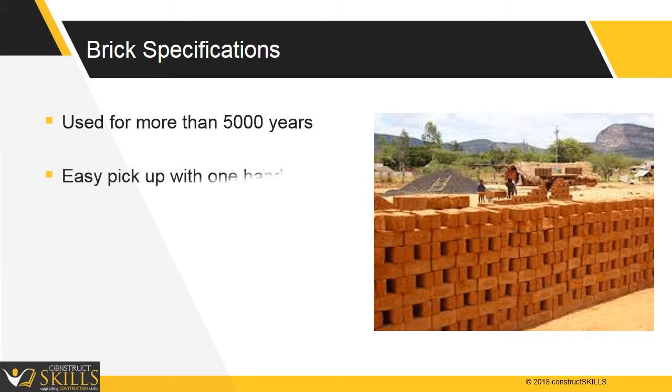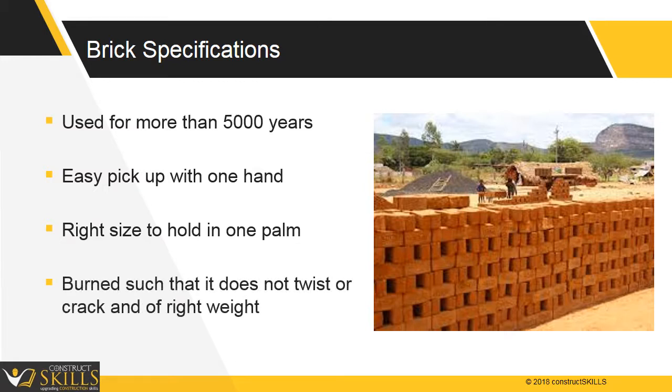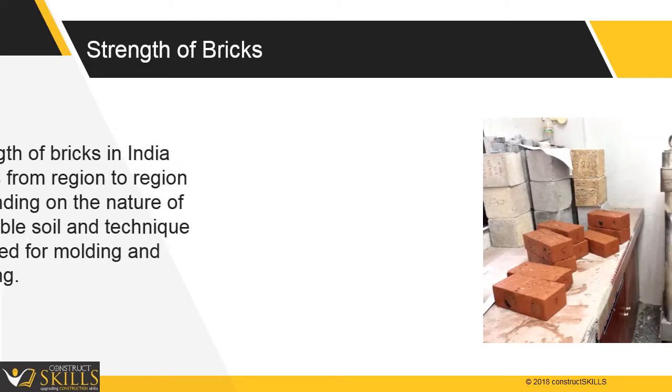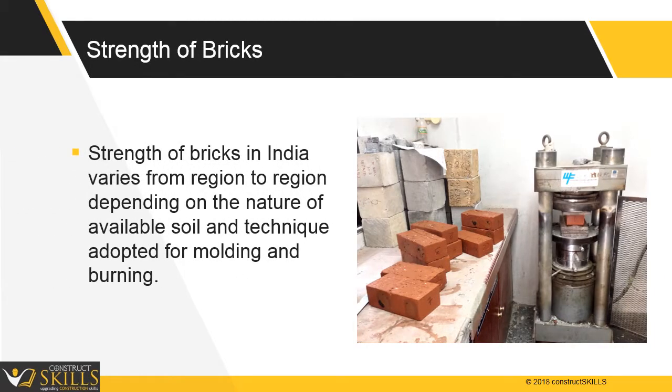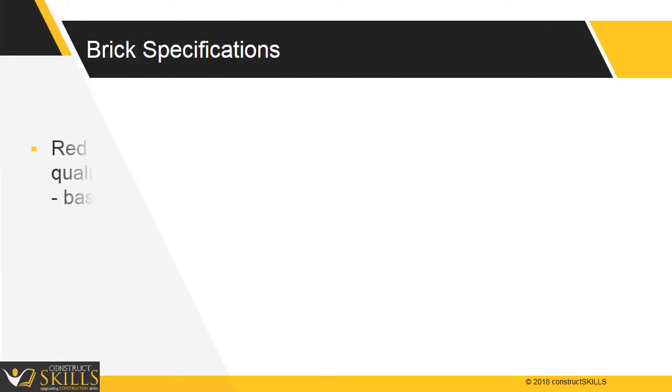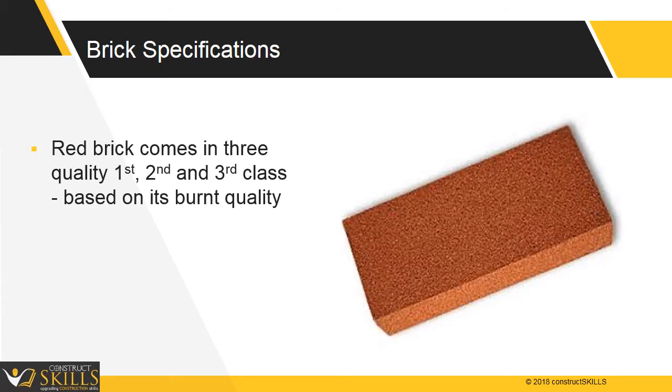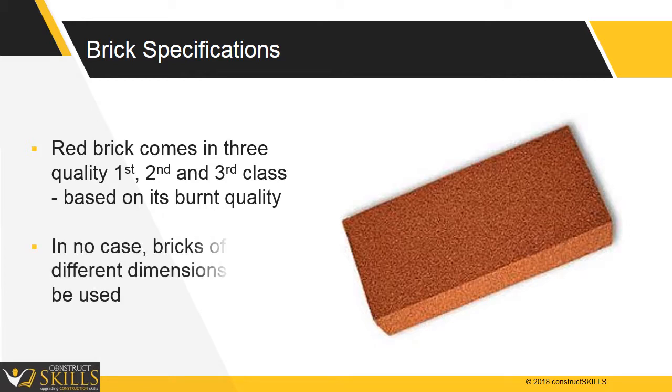A brick must be easy to pick up with one hand, right size to hold in one palm, burnt such that it does not twist or crack, and of right weight. Strength of bricks in India varies from region to region depending on the nature of available soil and technique adopted for molding and burning. Red brick comes in three qualities: first, second and third class, based on its burnt quality. In no case, bricks of different dimensions shall be used in a wall section.